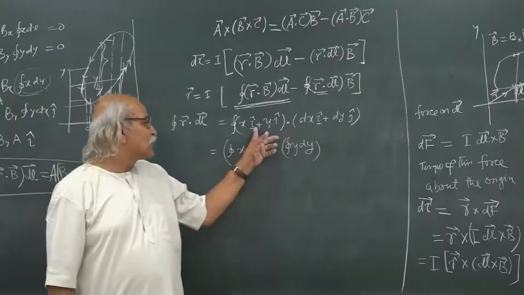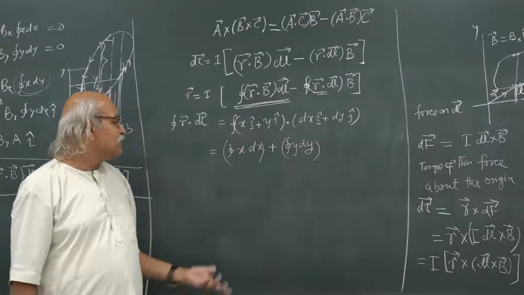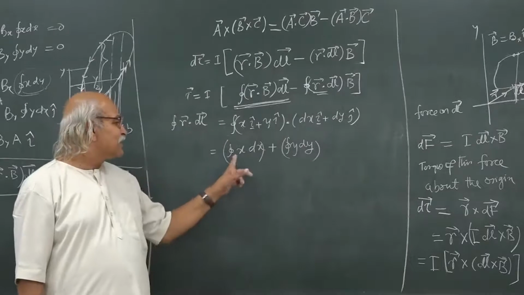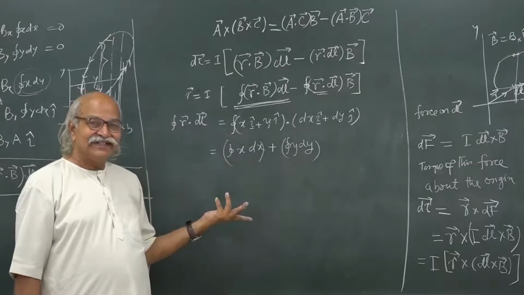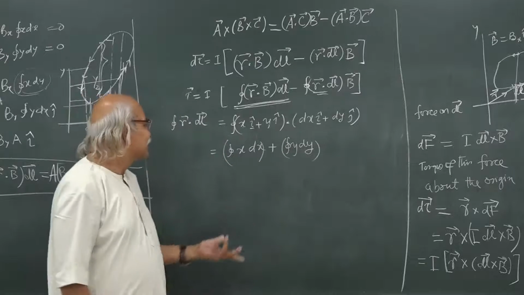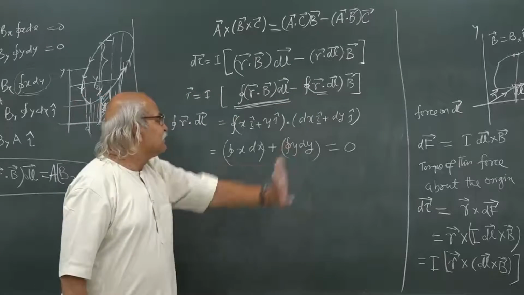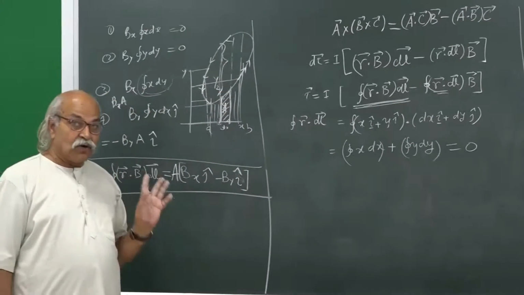And i cap dot j cap is 0, j cap dot i cap is 0, so it is just this much, and the other terms are 0. On this entire loop, the x dx integration is 0, the y dy integration is 0, and so this is 0. So this part is anyway 0. So let us come back to the torque.